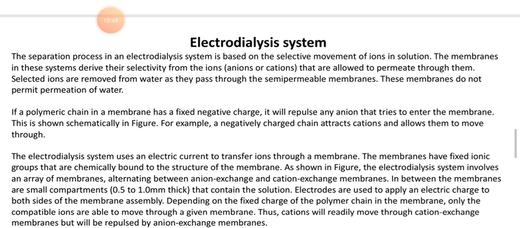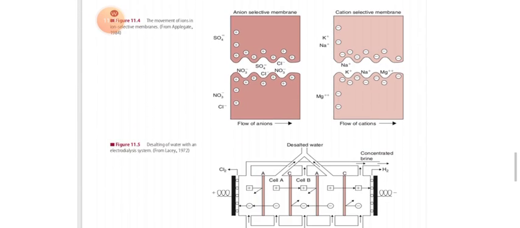Now in between the membranes are small compartments that contain the solution, and electrodes are used to apply the electric charge to both sides of the membrane assembly. Depending upon the fixed charge of the polymeric chain in the membrane, only the compatible ions are allowed through the membrane. It is the similar thing which I explained. The diagram is shown here. The above membrane, the anion selective membrane, is bound with positive charge, so it will just allow the passage of the negative ions. In the second case, it is bound with K positive and Na positive, so it will allow the passage of the positive ions. So this is the case.